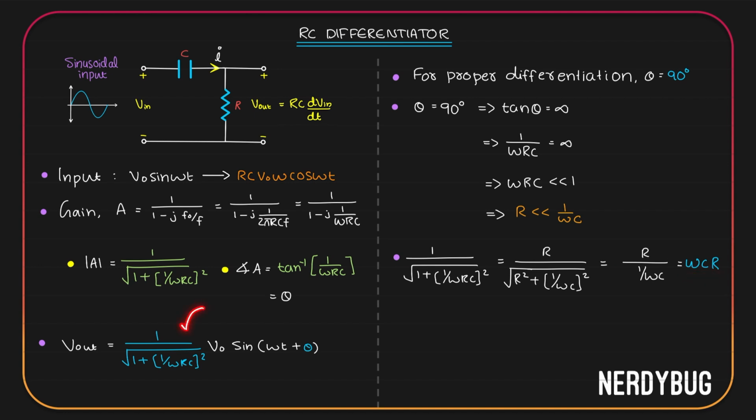Let us substitute them in this equation. Then we get V output is equal to omega CR multiplied by V naught sine of omega t plus 90 degree. Sine of omega t plus 90 degree is cos of omega t. So we can write V output is RC V naught omega cos omega t. This is the output we were expecting.